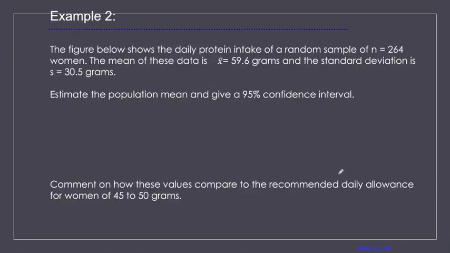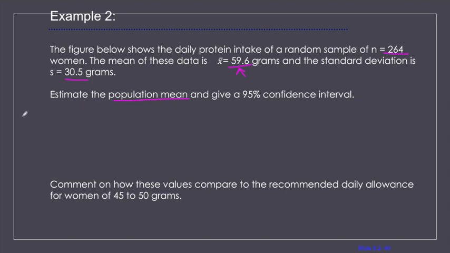Next, let's look at the recommended daily protein intake for women. So we have a random sample. This time our sample has a size of 264, and our mean is 59.6 grams. So we find from our sample the average consumption of protein by women is 59.6 grams with a standard deviation of 30.5 grams. So I want to estimate the population mean and give a 95% confidence interval. So we're going to estimate our population mean is 59.6 grams, and I need to construct a 95% confidence interval.